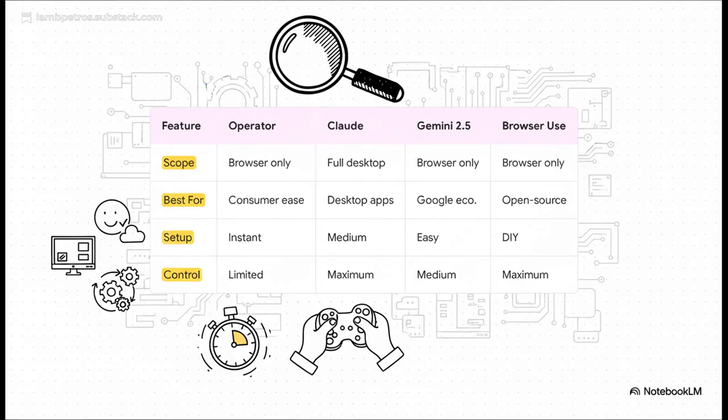And this chart really just spells it out. The biggest difference is the scope. You can see Claude is the only one here that can break out of the browser and control your whole desktop. After that, it's all about what you need. Do you care most about it being easy for anyone to use? That's Operator. Need to automate that clunky old desktop app? That's Claude. Are you a technical team that wants to mess around with open source models? Browser Use all the way. It really just comes down to what you're trying to do.